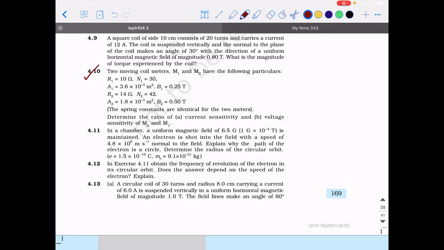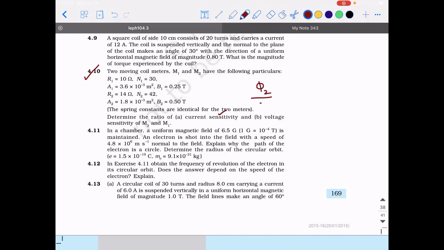R1 is 10 ohm, N1 is 30, A1 is 3.6 into 10 power minus 3, B1 is 0.25. R2 is 14 ohm and N2 is 42, A2 is 1.8 into 10 power minus 3, B2 is 0.5. The spring constants are identical for the two meters, so K value is same for both. Determine the ratio of current sensitivity and the voltage sensitivity of M2 and M1.